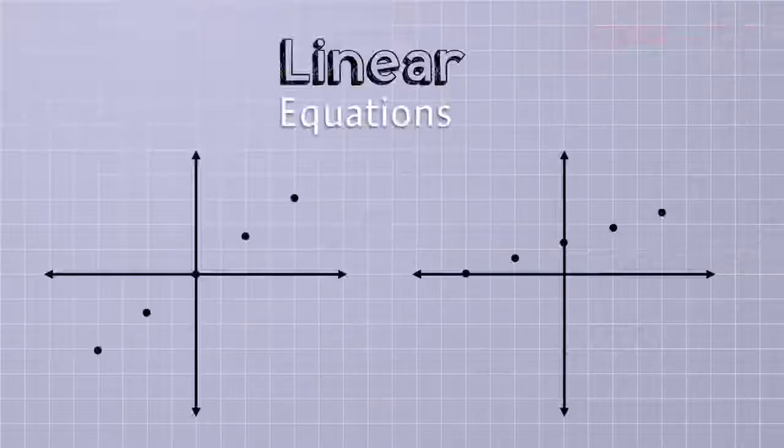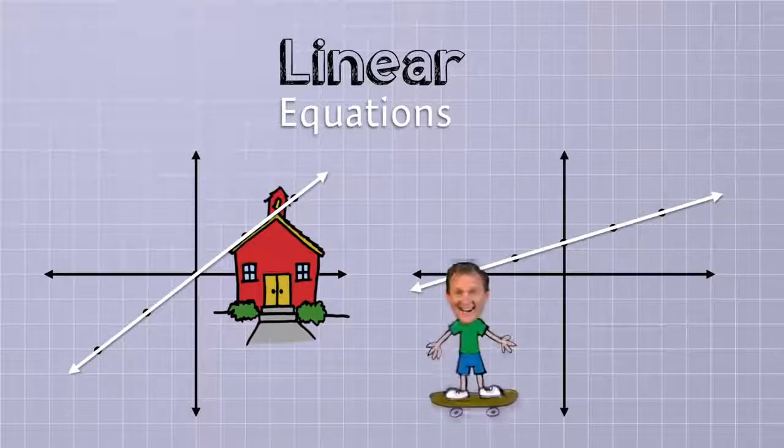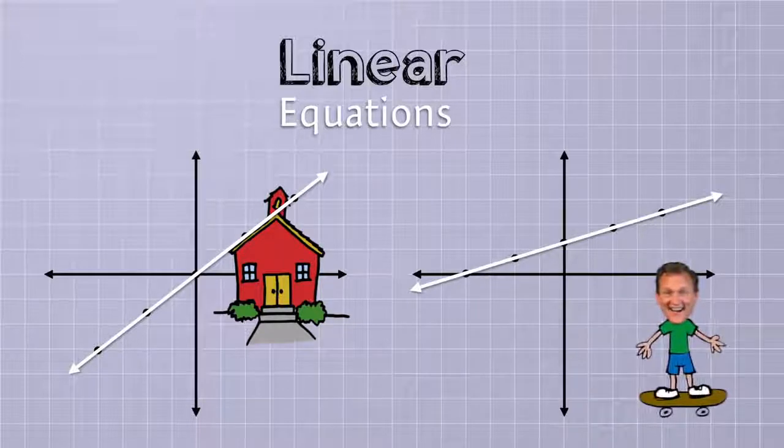For example, there's a whole class of equations in algebra called linear equations because they form straight lines when you graph them. Those sorts of equations could help you describe the slope of a roof or tell you how long it will take to get somewhere.